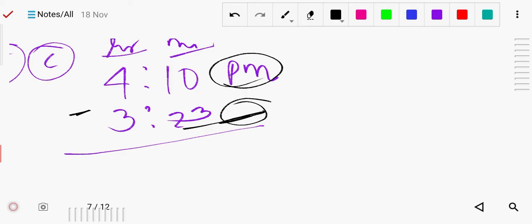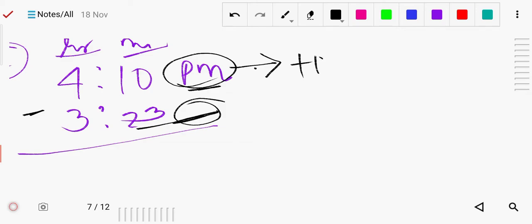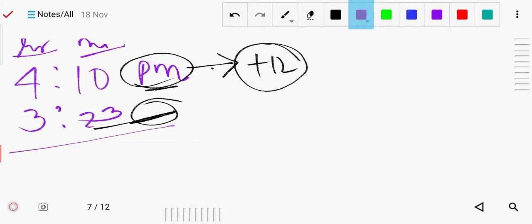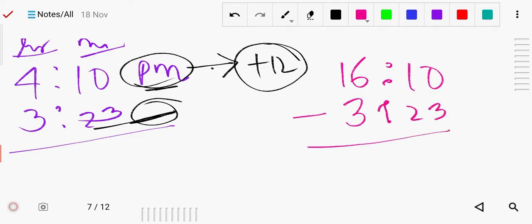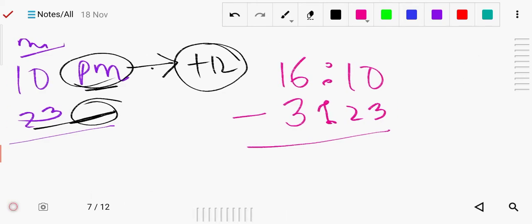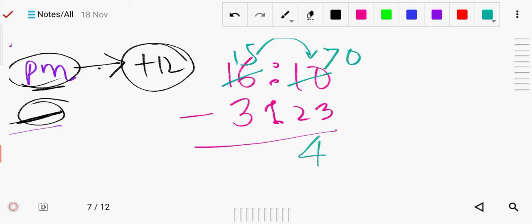AM or PM is not mentioned, so it's better to change to railway time. This is the PM part, so you add 12, so in the 24-hour clock it will be 16:10. Now here is 3:23, and you have to subtract these two. Can you subtract 23 from 10? No, so we will borrow from here, so here will be 15 and 1 hour will come to the minute side. So 60 plus 10 is now 70. Now 70 minus 23 is 47.